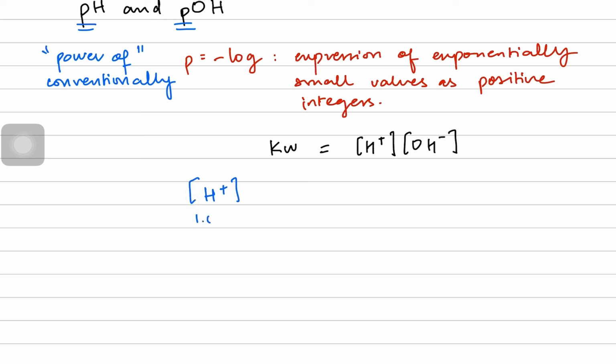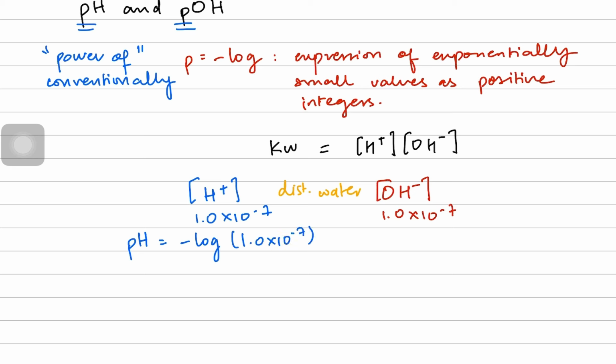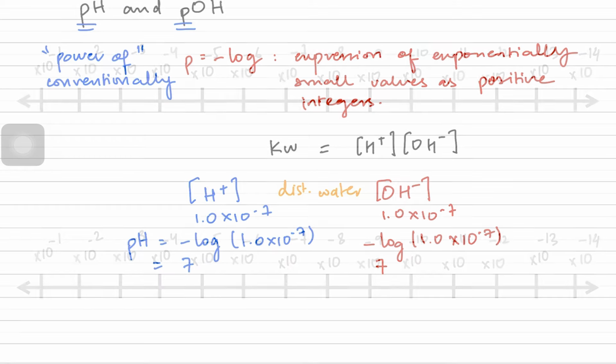You know Kw is the product of H+ and OH- ion concentration. In distilled water, both these concentrations are set at 1 exponent minus 7. And this is specifically for distilled water at none other than 25 degrees Celsius. So pH is equal to the negative log of the H+ ion concentration. So it's 1 exponent minus 7's negative log. So pH is 7. Similarly, pOH is the negative log of the OH- ion concentration. That is again 1 exponent minus 7's negative log, so 7.